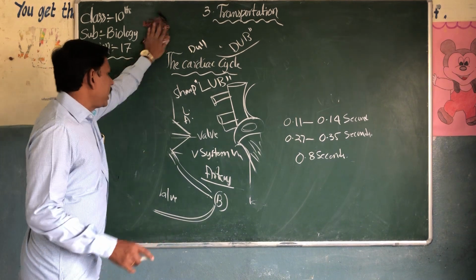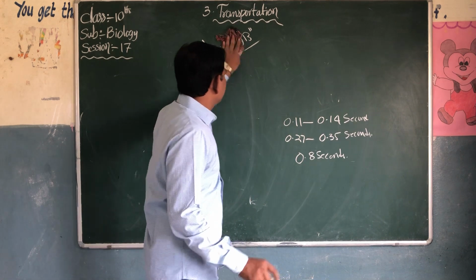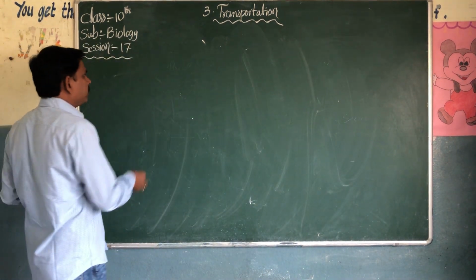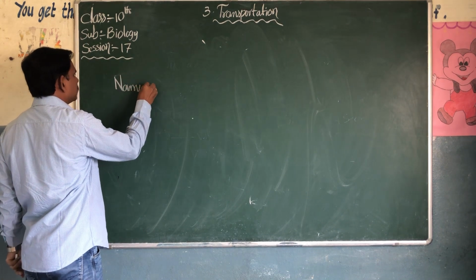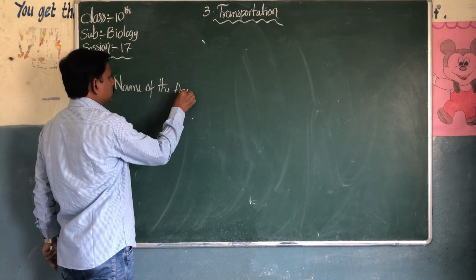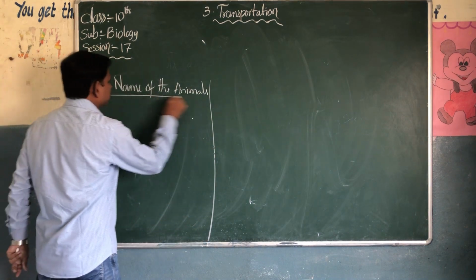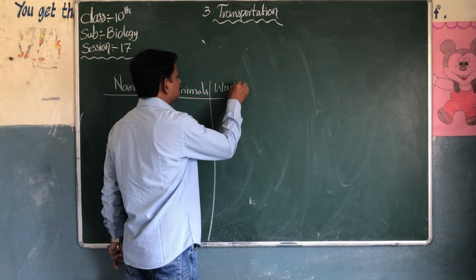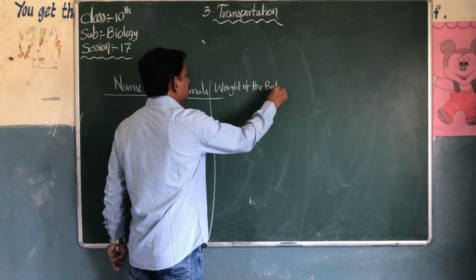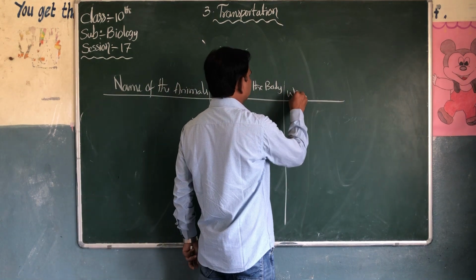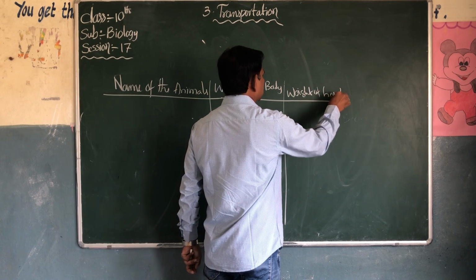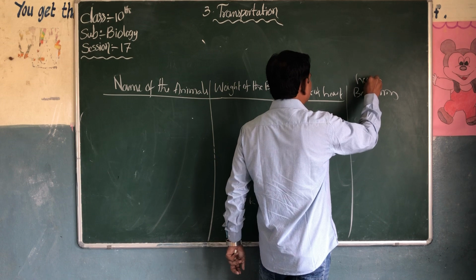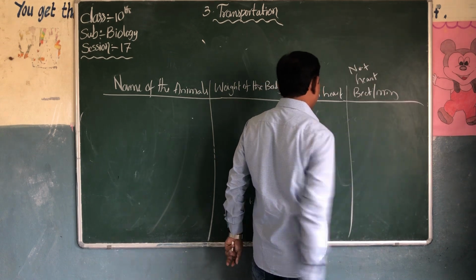Now we will discuss the animals' names given in your textbook. The table has the name of the animal, the weight of the body, the weight of the heart, and the heartbeat rate, the number of heartbeats per minute.